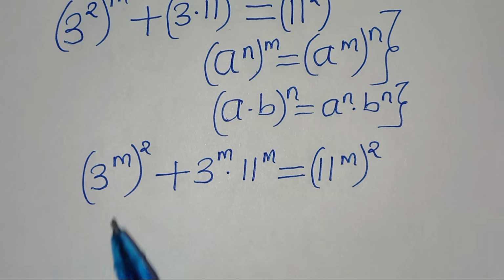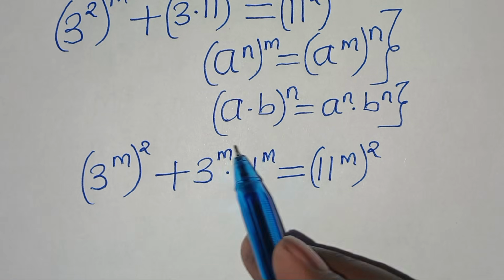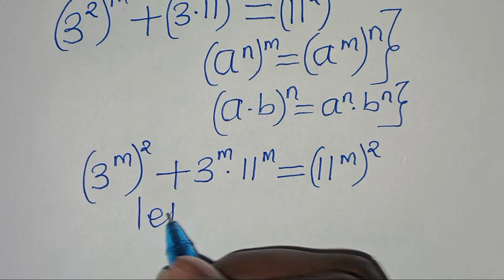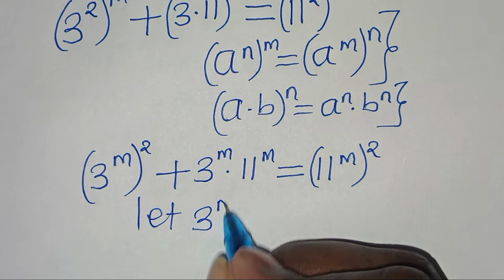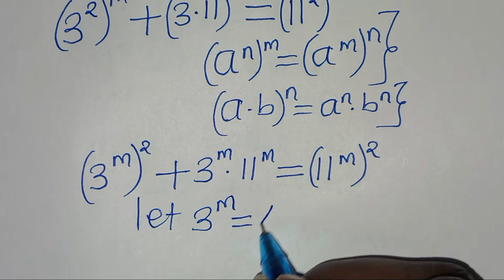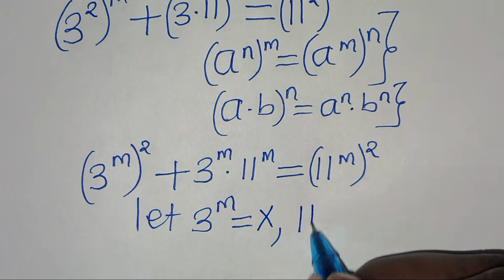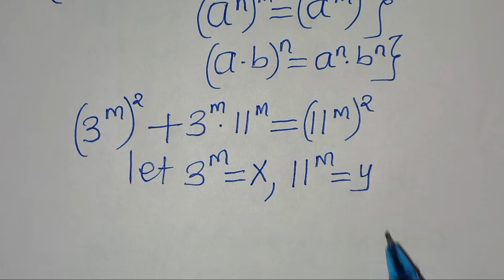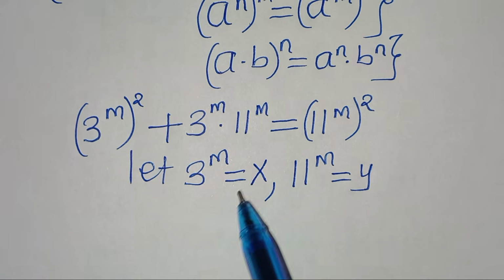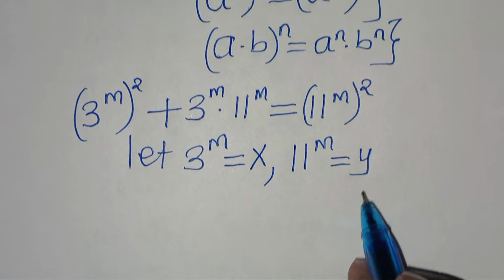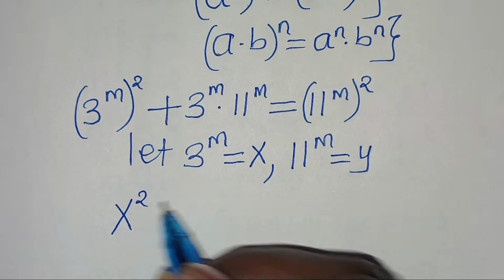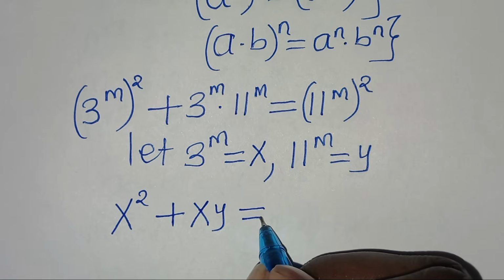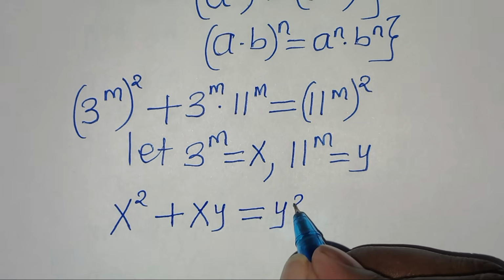The next step is that we have 3^m here, and 3^m, and also 11^m and 11^m. So we can let 3^m be equal to x, and we can let 11^m be equal to y. Now, let's express this equation in terms of x and y. So we have x squared plus x times y, which is equal to y squared.